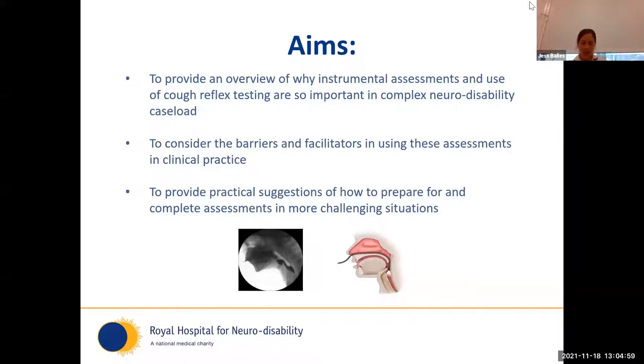Brilliant. So we appreciate that there is a wide range of background and skill in the audience today, and we're hoping that you might hear a bit of new information, and if not, it might just be a refresher. A lot of the information we will speak about today is based on our experience here at the RHN, which is an adult caseload and quite a specialist setting, but hopefully there are some similarities to draw from our work experiences, and we hope that there'll be some useful tips and strategies that will translate to different settings as well.